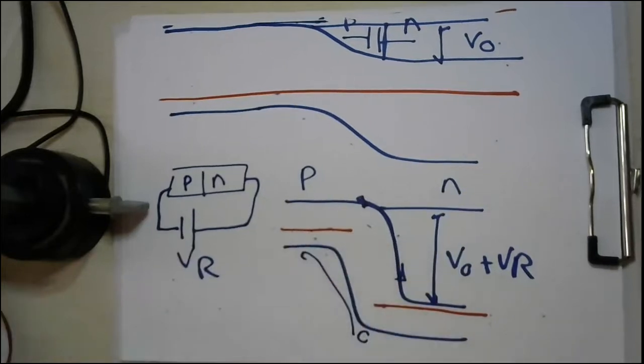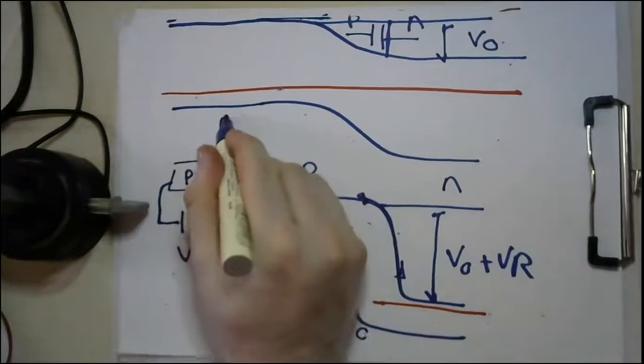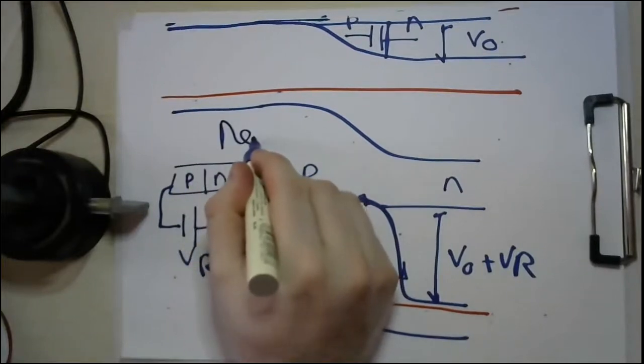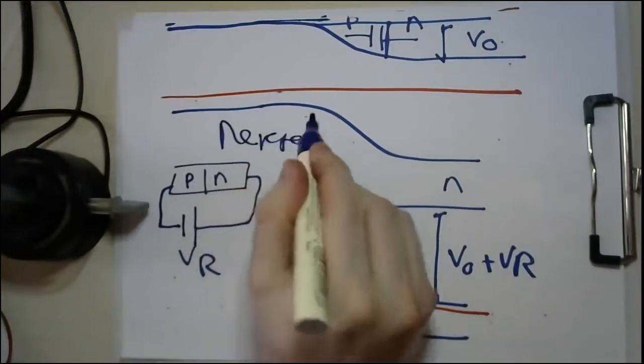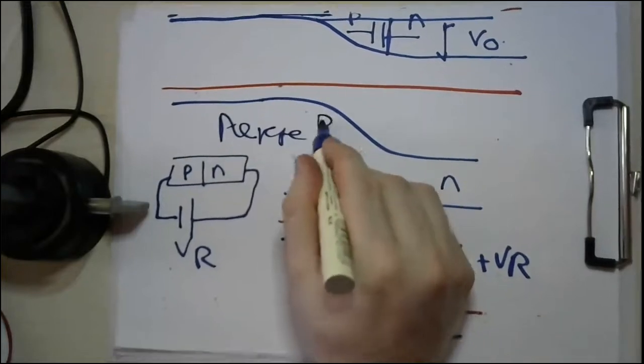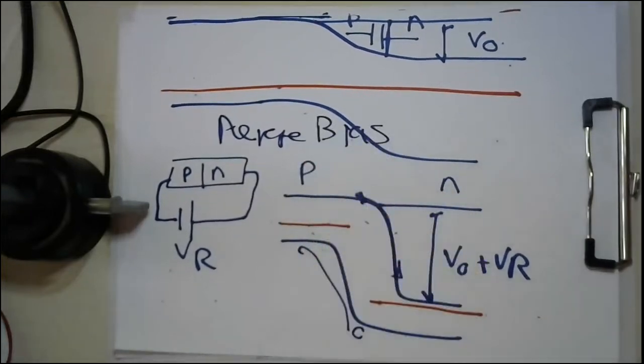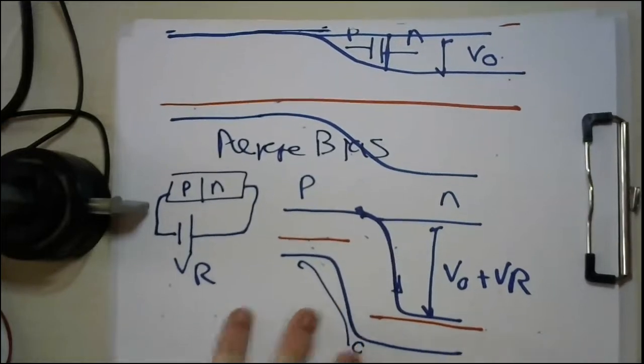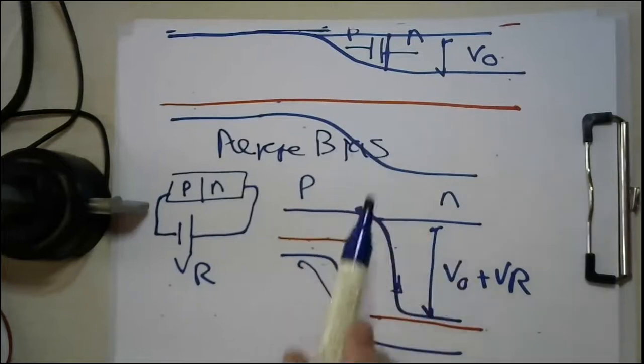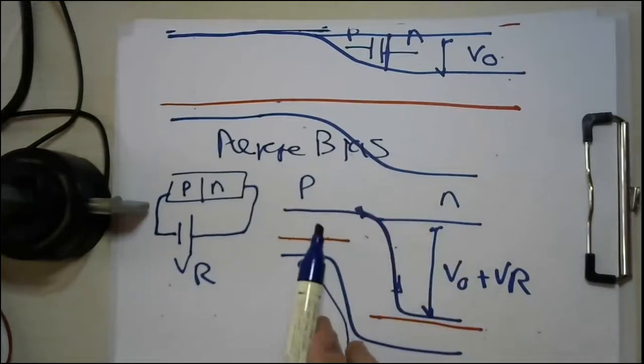So this is the first case, what we will call the reverse bias. In the reverse bias, when you add an external battery which is in the same polarity as the building potential, the height is going to increase, and the current is very, very small.